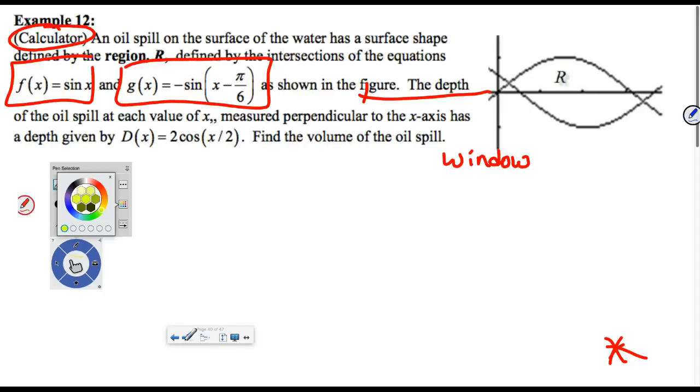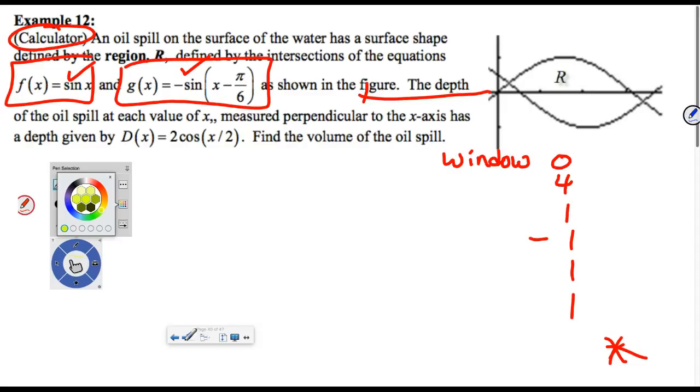It looks like 1, 2, 3. I would set my window to go from 0 to 4 by 1s on the x-axis. I would also notice that they're both sine functions, and those are bound by 1 and -1. So I would set my y's just to go from -1 to 1 by 1, and you'll get a really nice picture of that oil spill on your calculator. That's what I'd suggest. I'm going to wait for you guys to graph it.